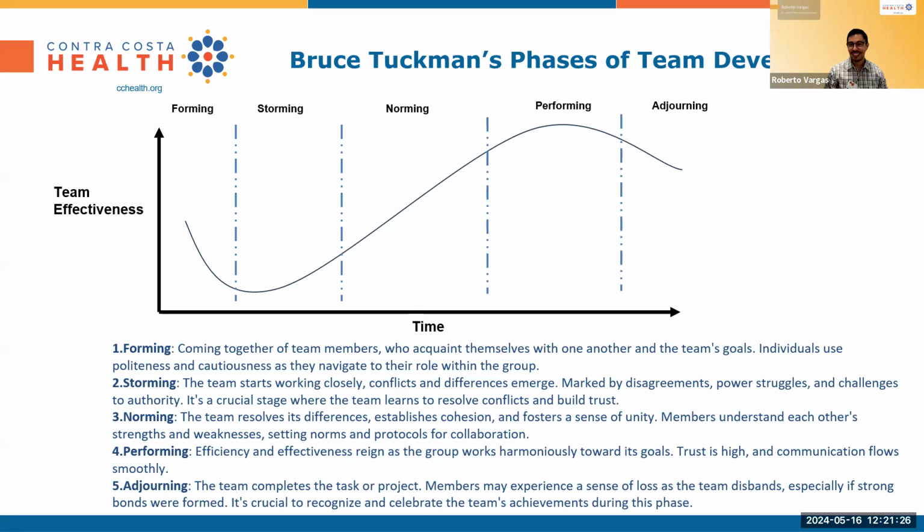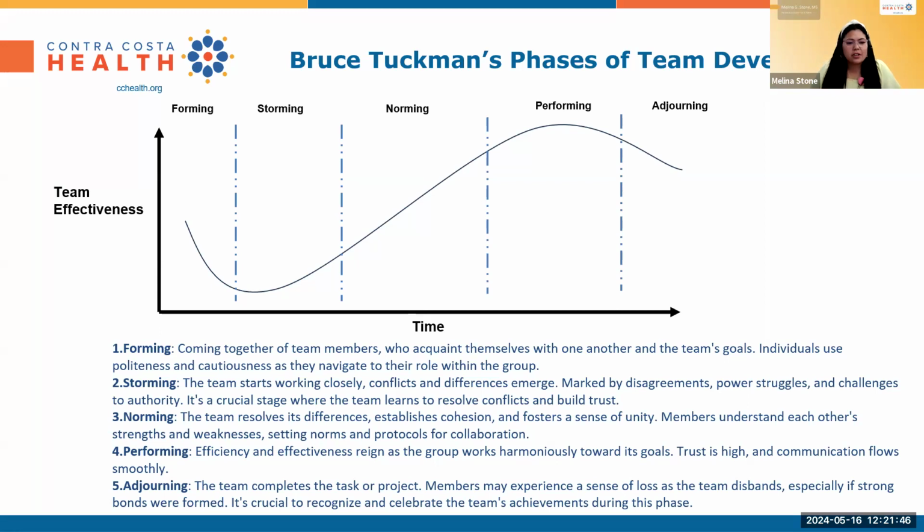I think I see one more. Yeah, Melinda? Hi, Melina, can you hear me? Great. Yes. I actually have more of a question, not a comment. This is the first time I've actually seen the phases of team development, this tool, which is really great.